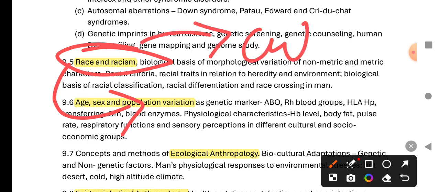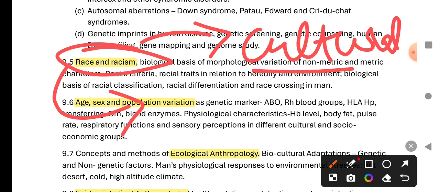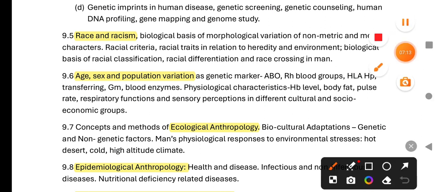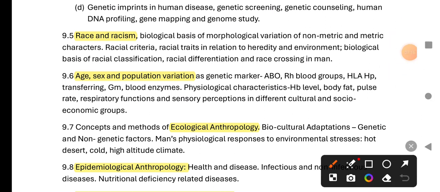Racism is a cultural theory, and race is a biological concept. Okay, race is a biological concept, and racism is a cultural concept. And the biological basis of morphological variation in non-metric and metric characters, we will study this.